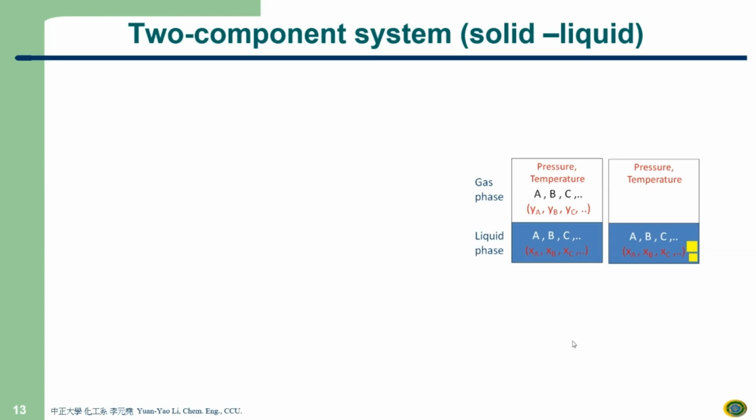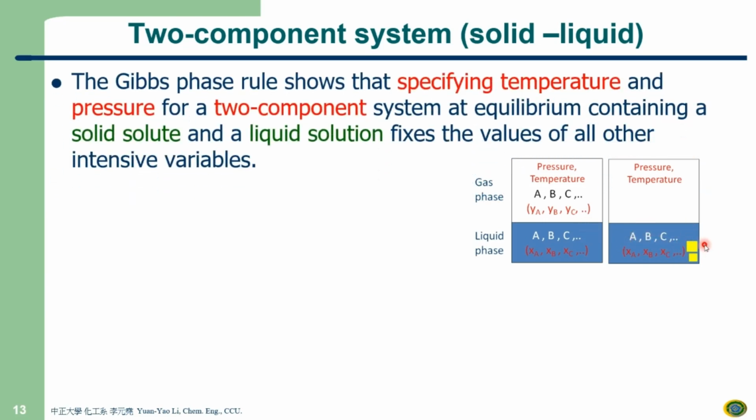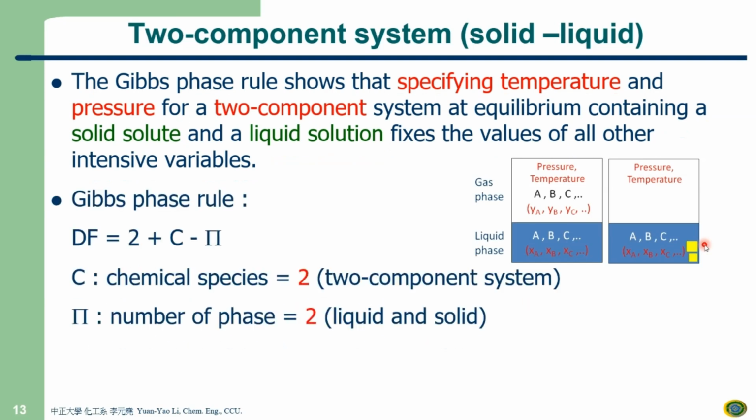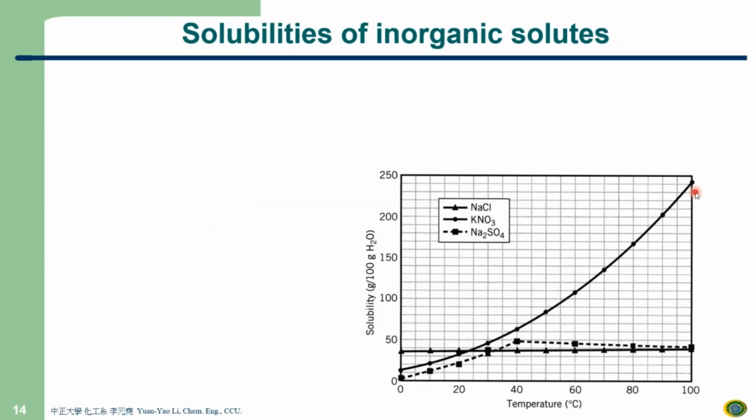Right. So if we have a two-component system, we talk about the solid and liquid, right? And this is the example. We put the solid here, and we want to know the solubility in the liquid. Right, so I will skip this soon. You know that the Gibbs phase rule is 2, and these are 2 phases, right? So we need temperature and pressure.